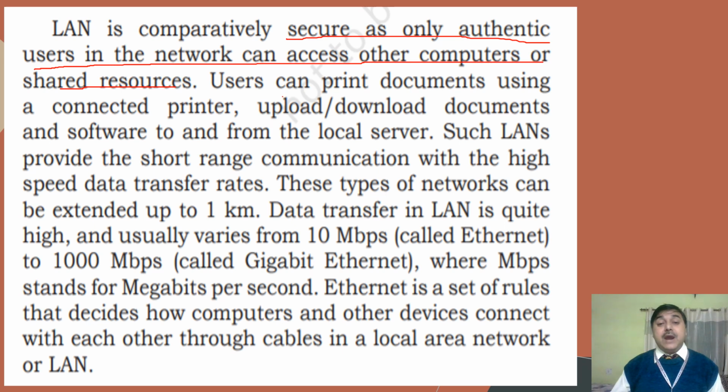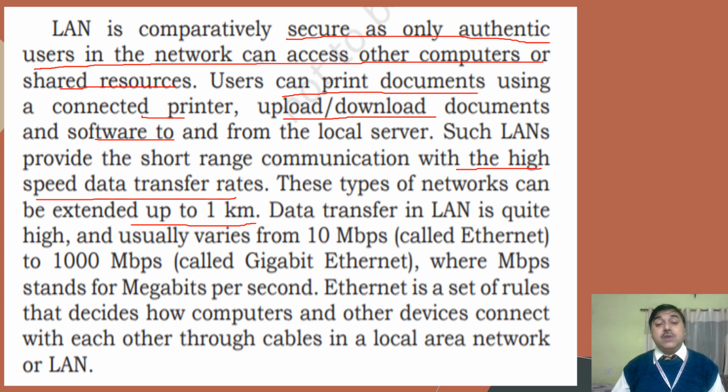So this is where we are printing documents, connecting the printer, uploading different patterns of documents, and uploading different types of software. These are the things we are doing. In such a LAN connection, we can send the data at a very high speed, isn't it? LAN has a very high speed data transfer rate. So what is the LAN range? Up to 1 kilometer. At most 1 kilometer you can make the connection, that is a LAN connection.